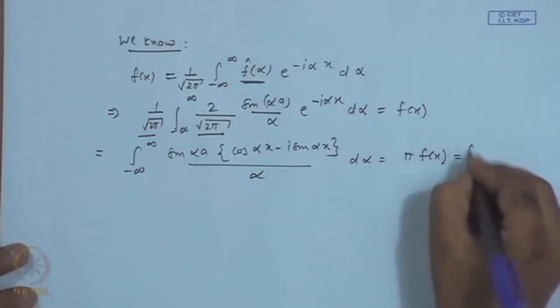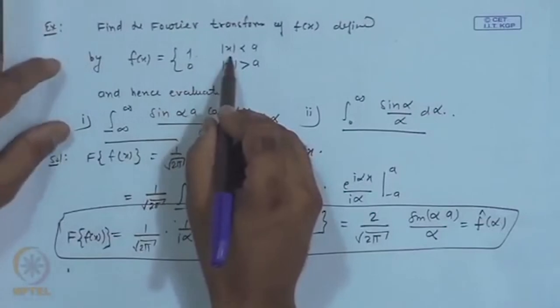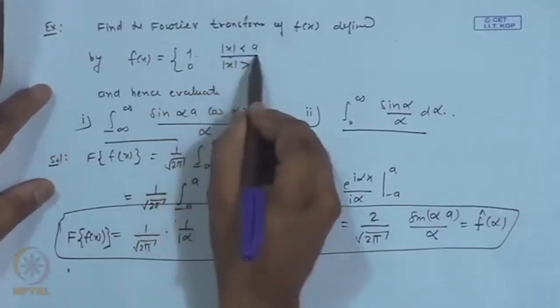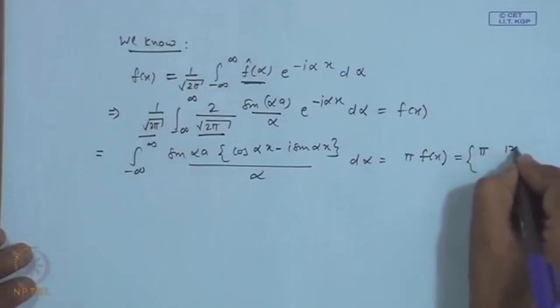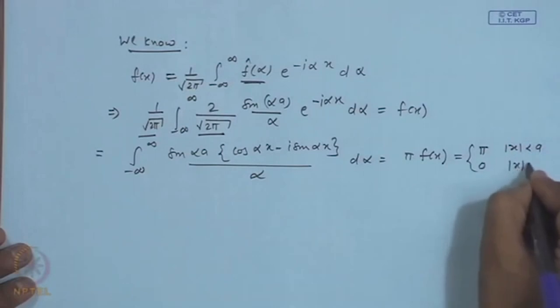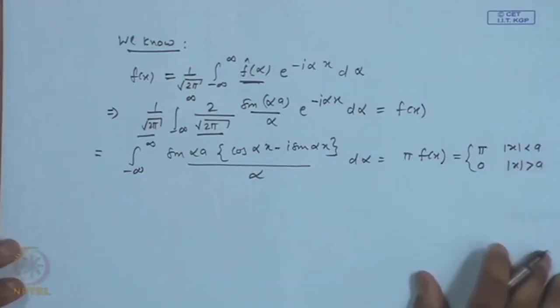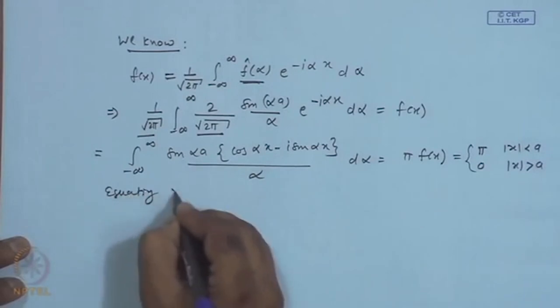And we know already that this f(x) is 1 when mod x is less than a. So, this will give us pi simply when mod x is less than a, and this will be 0 when the absolute value of x is greater than a. Now, we equate the real part.